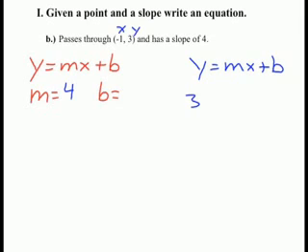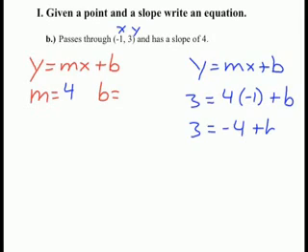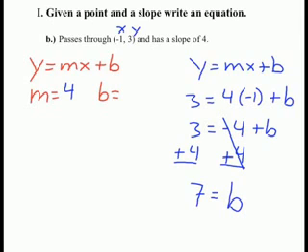So our x is -1, our y is 3. So 3 equals 4 times -1 plus b. 4 times -1 is -4. Now we must add 4 to both sides. The right side, the 4's cancel each other out. We're left with b equals 7. So now that we have our slope and y-intercept, we substitute those into slope-intercept form, and y equals 4x plus 7.